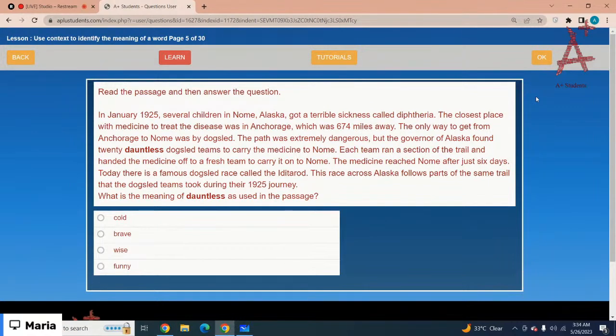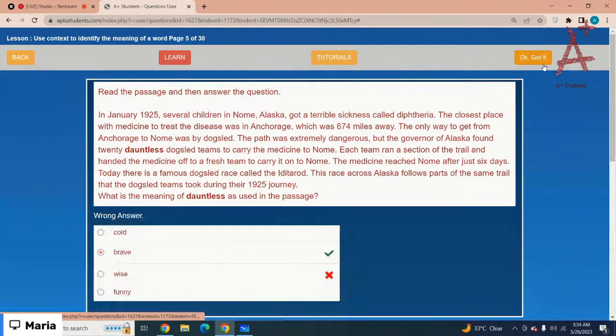What is the meaning of the word dauntless used in the passage? The path was extremely dangerous, but the governor of Alaska found 20 dauntless dogs. Does that mean 20 wise? The correct option is brave.